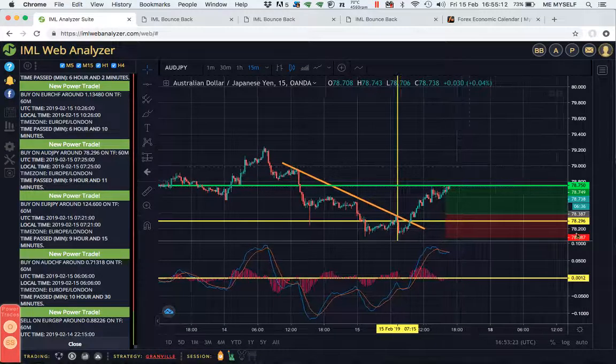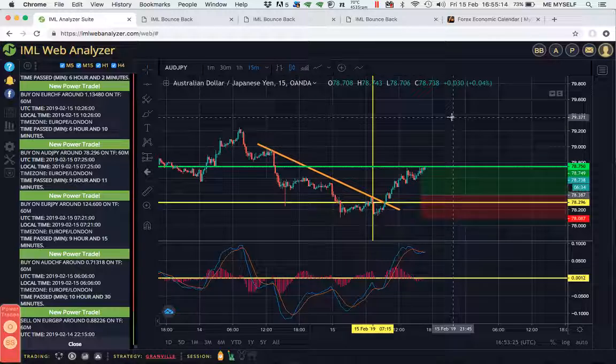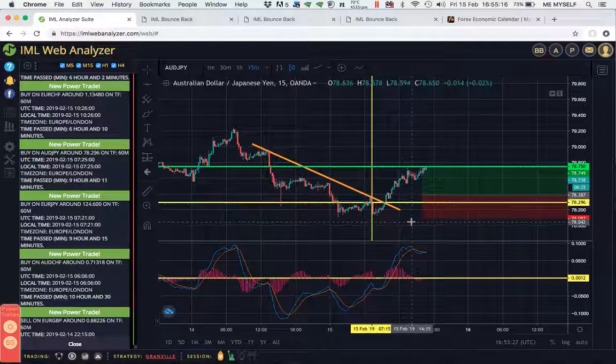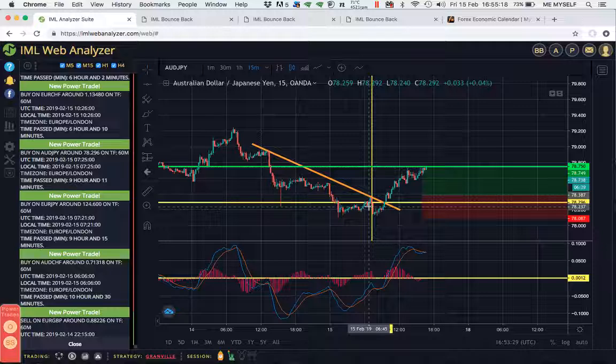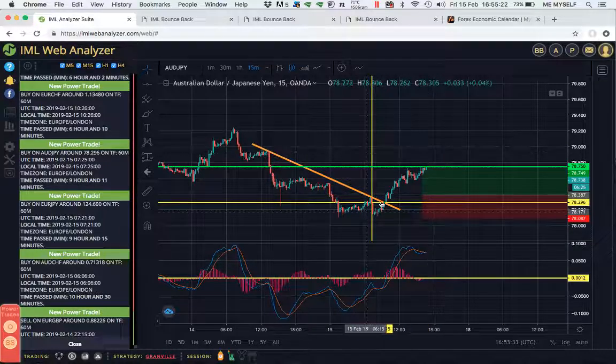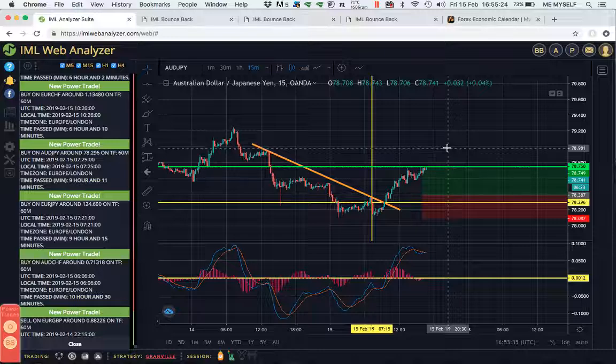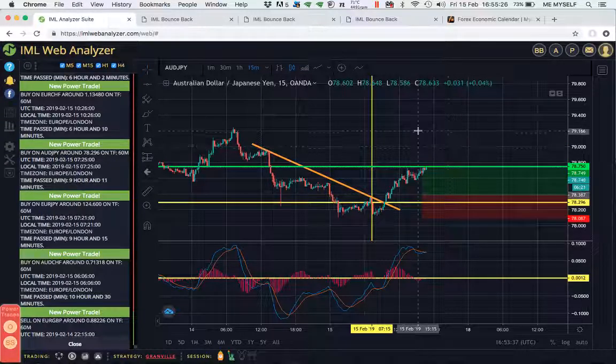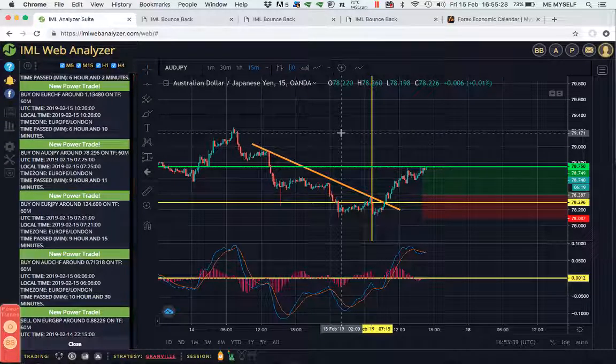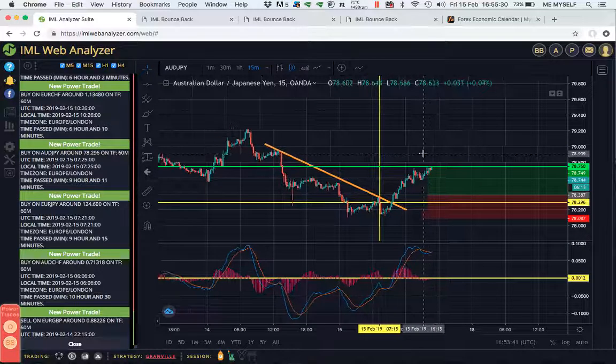The bounce back and the power trades are your bread and butter. It will really get you going and grow your account. My account grew by over 30% in the last 2 days just using these alone. Okay? Past profits do not guarantee future profits. Got to be trading sensibly.